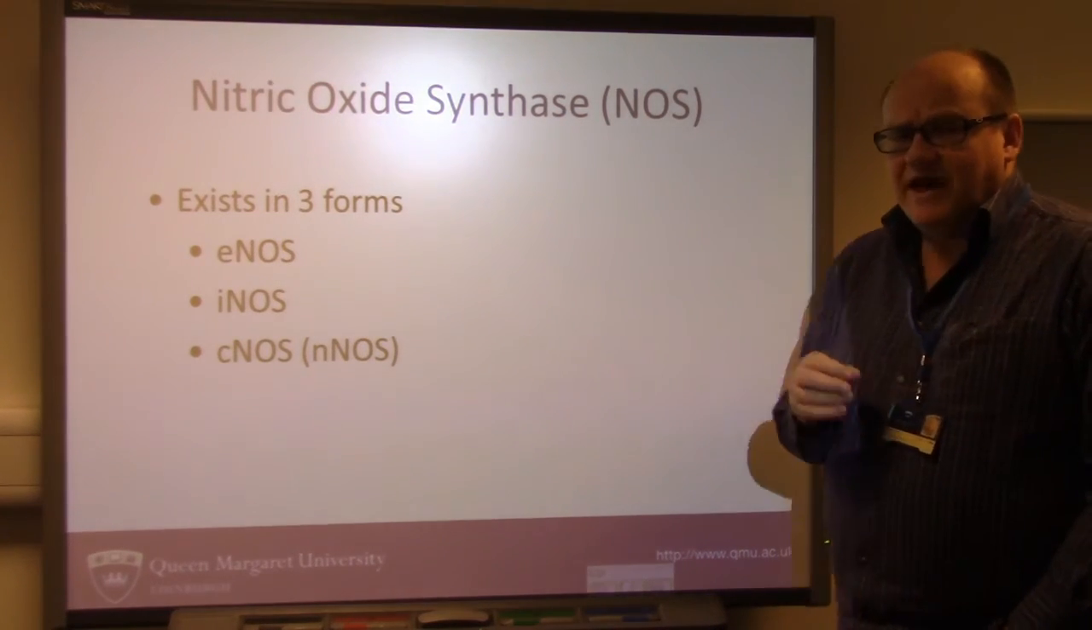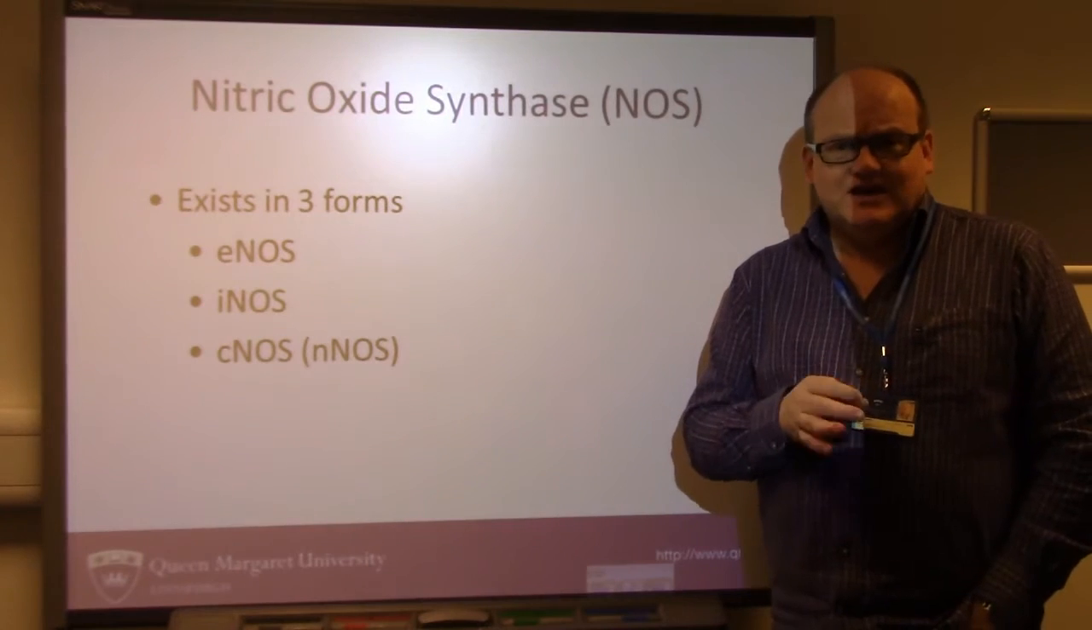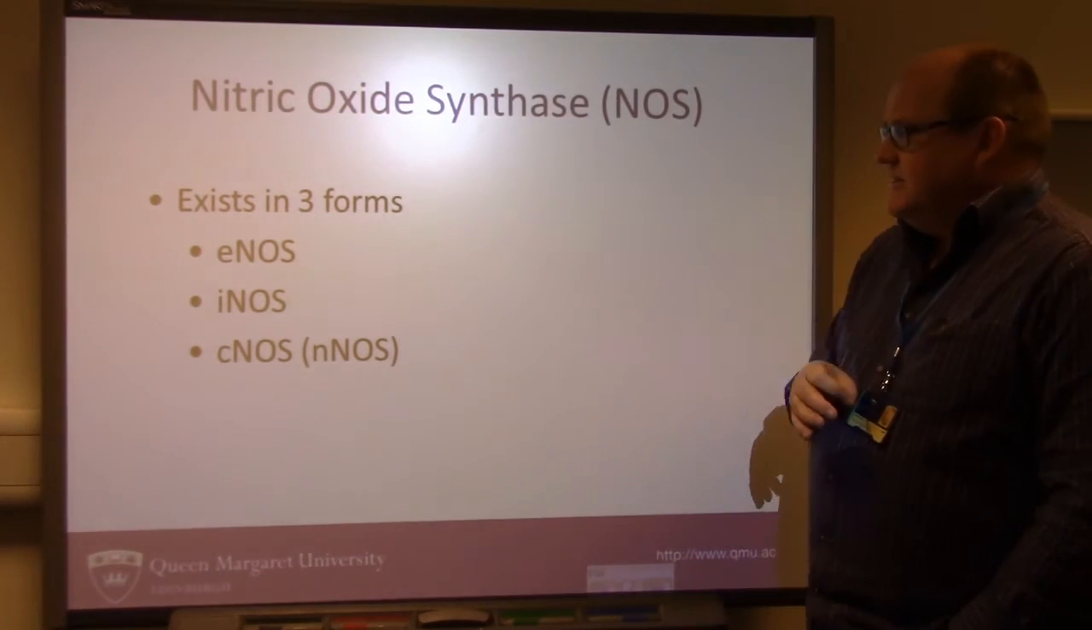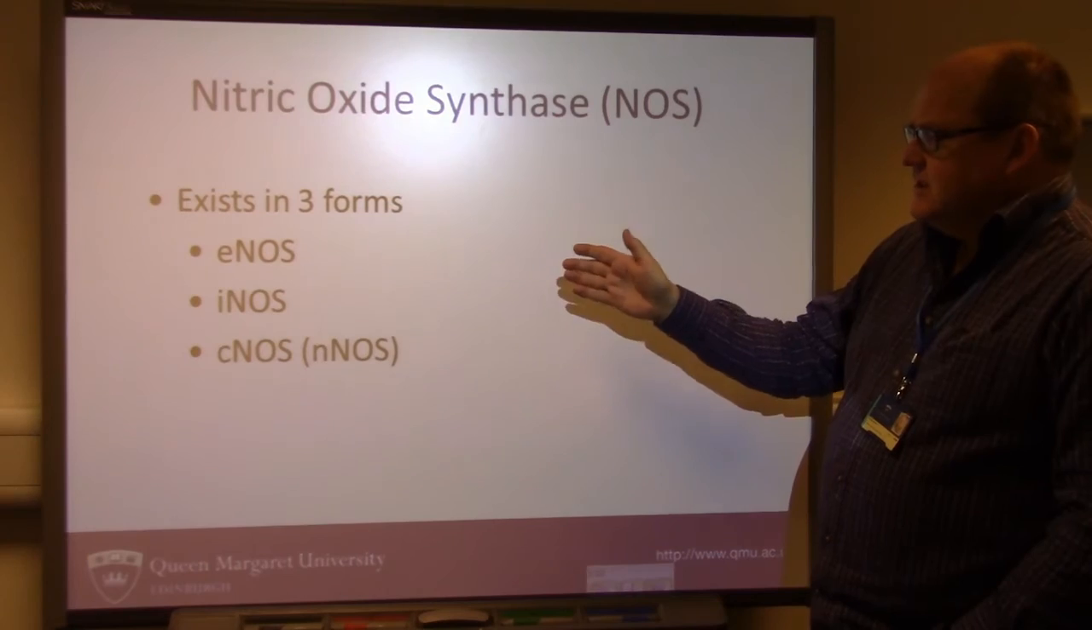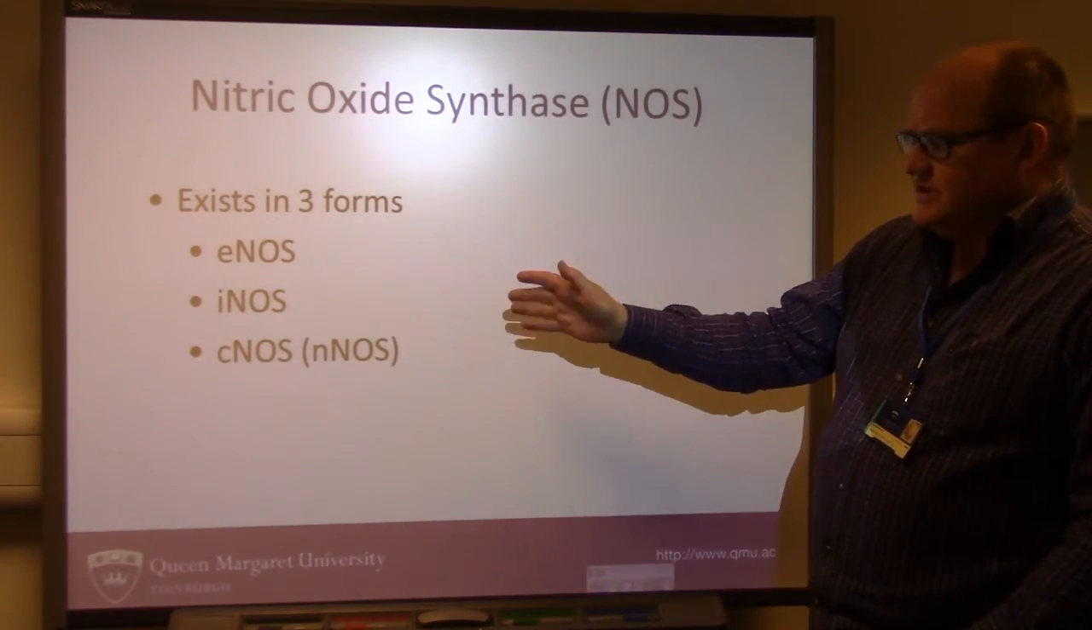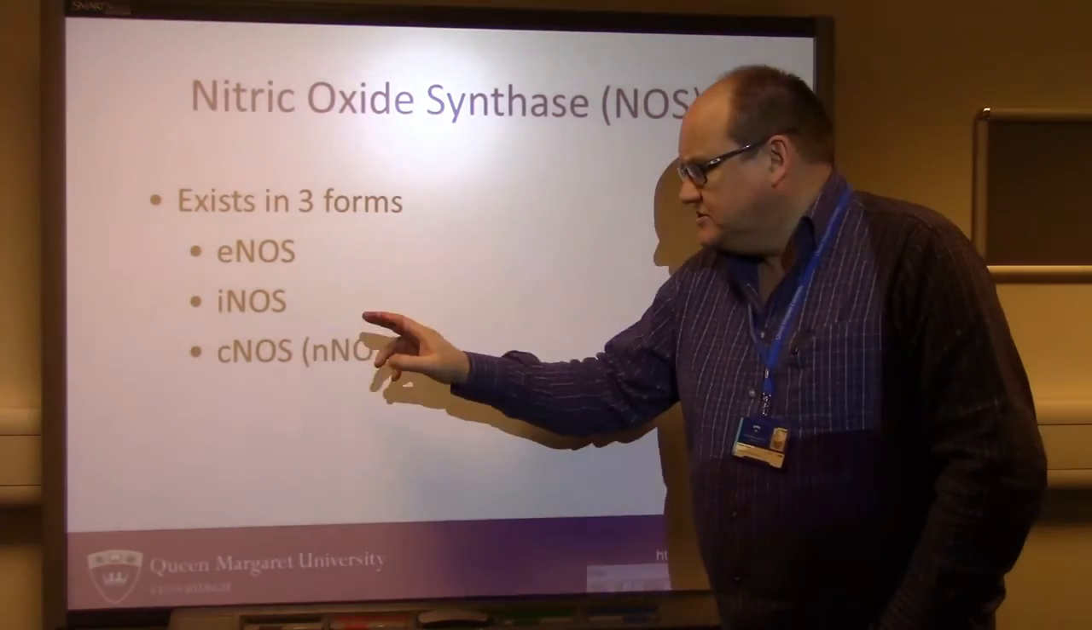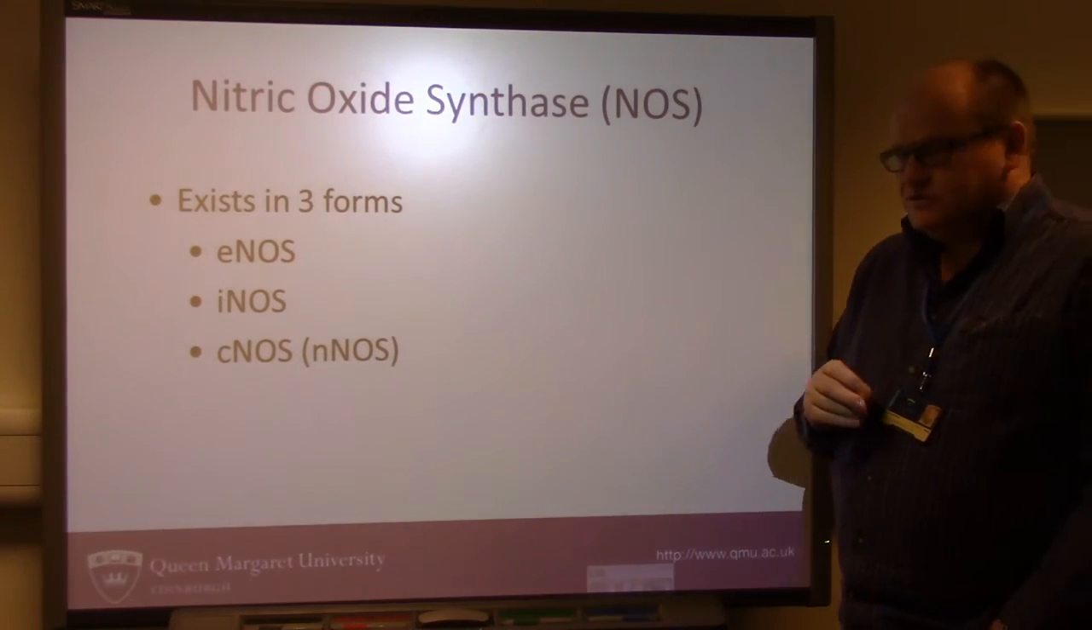Now we said that the enzyme that makes nitric oxide is known as nitric oxide synthase, and it exists in three forms: eNOS, iNOS and cNOS. And cNOS is sometimes known as nNOS.